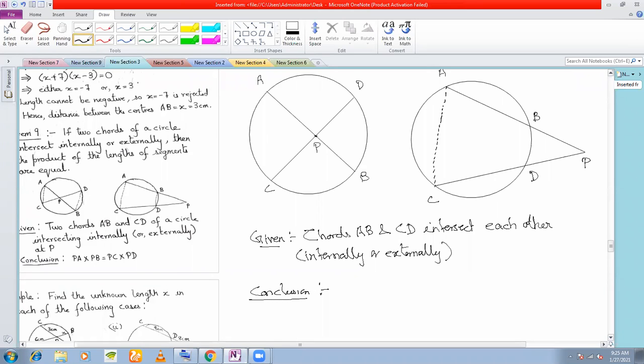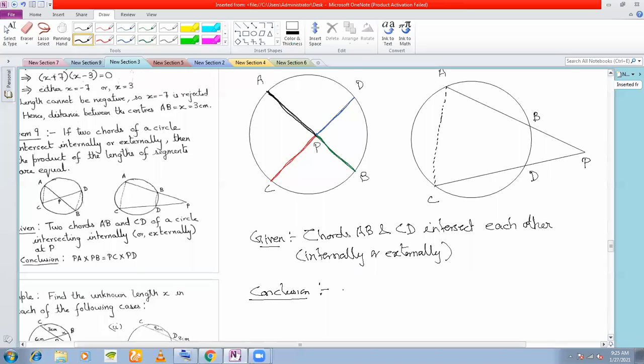What are the segments? If you see the segments here, this is one segment, PC, from where the chords intersect. This is another segment, PD, where the chords intersect. Also, this is another segment, PB, from the point where the chords intersect. And finally, you have this segment also. Right. So you have four segments.